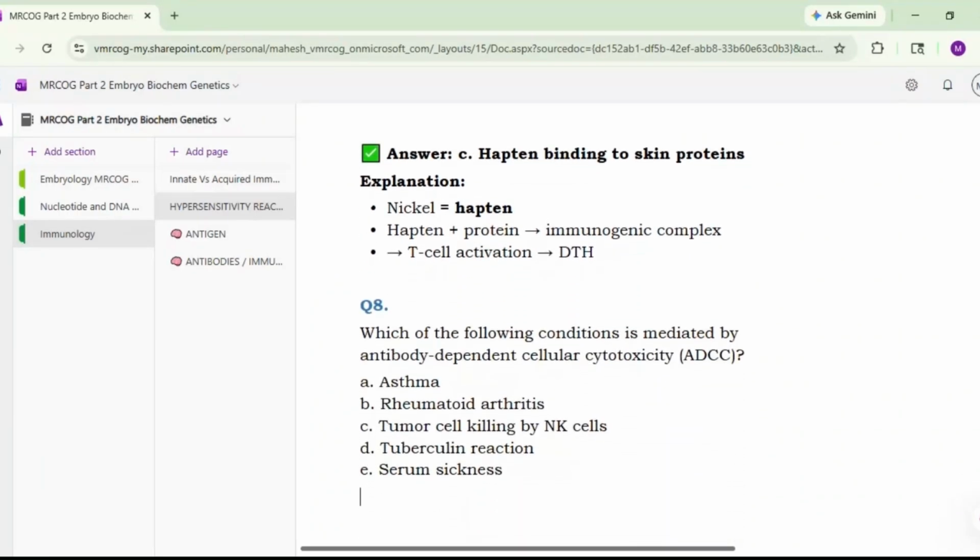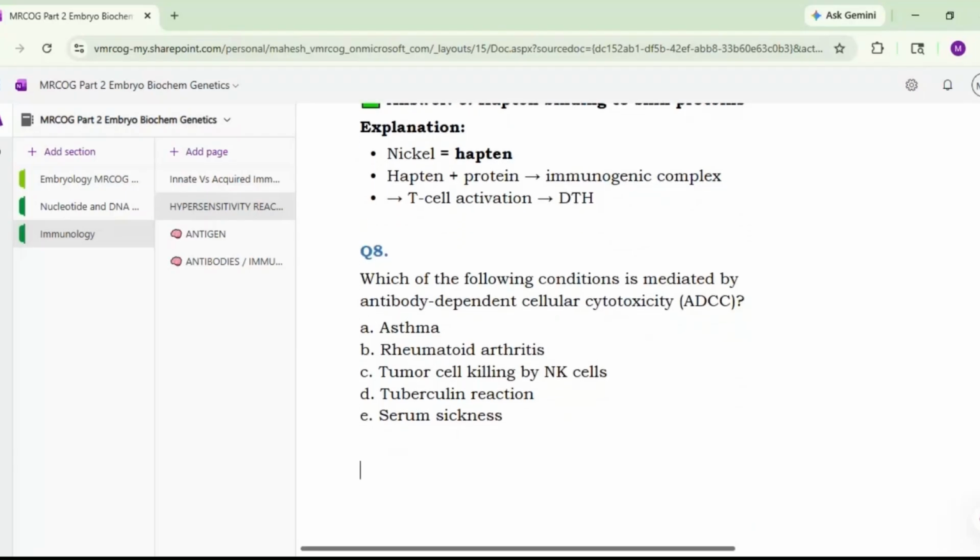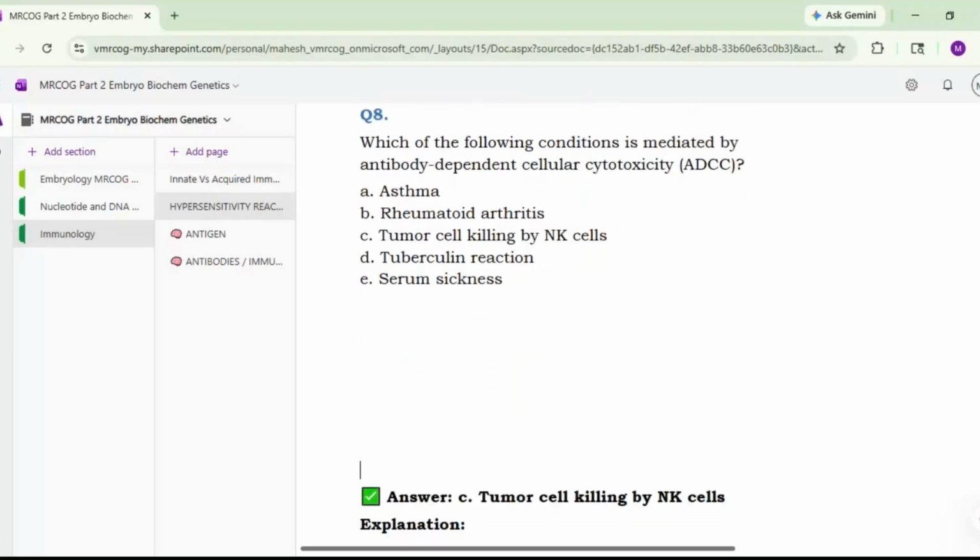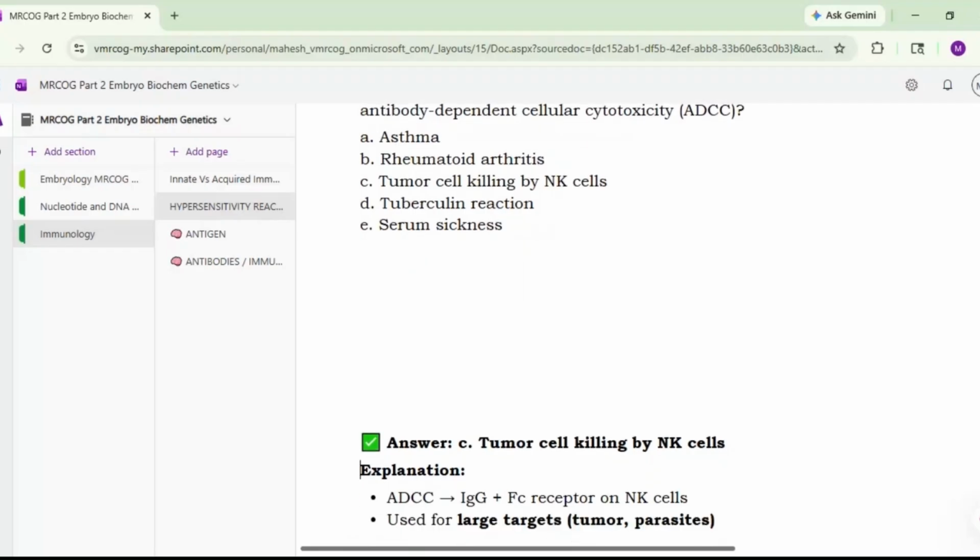the DTH. Next. Which of the following conditions is mediated by antibody-dependent cellular cytotoxicity? Asthma, rheumatoid arthritis, tumor cell killing by NK cells, tuberculin reaction, or serum sickness? Which of the following conditions is mediated by ADCC? Tumor cell killing by NK cells. ADCC is immunoglobulin plus Fc receptors on the NK cells. This is used for large targets, tumors, parasites, etc.